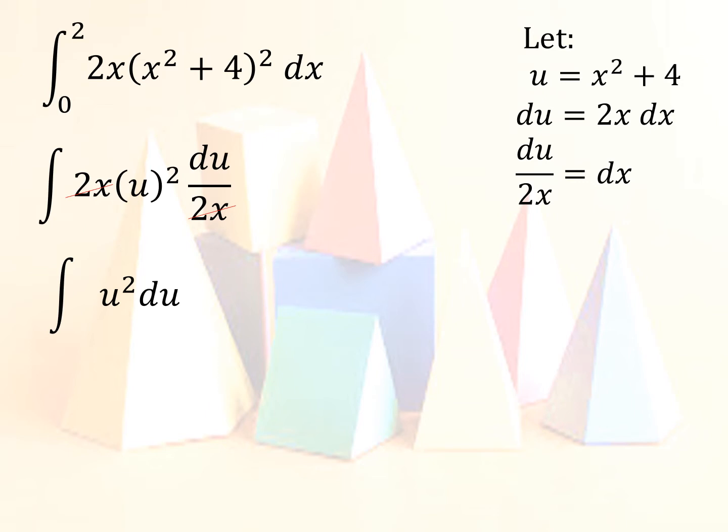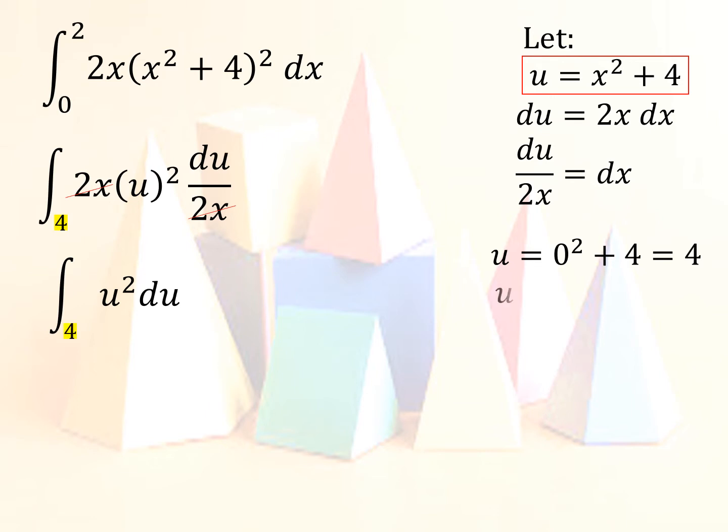To get the new lower limit, we are going to use u is equal to x squared plus 4. And then we are going to substitute the old lower limit, which is equal to 0. So u is equal to 0 squared plus 4 equals 4. So 0 plus 4 is equal to 4. So we are going to write it there. So our new lower limit is 4.